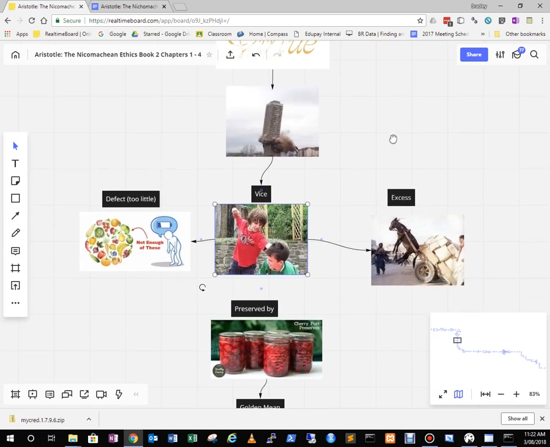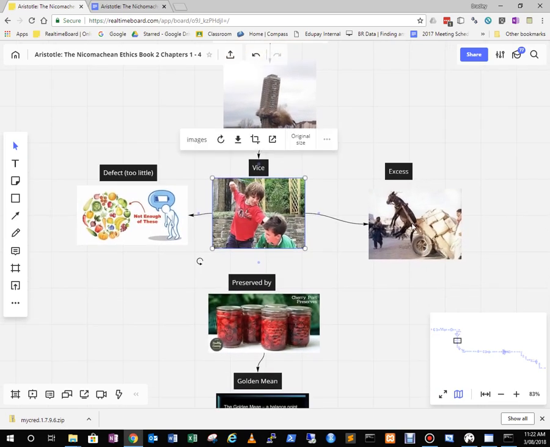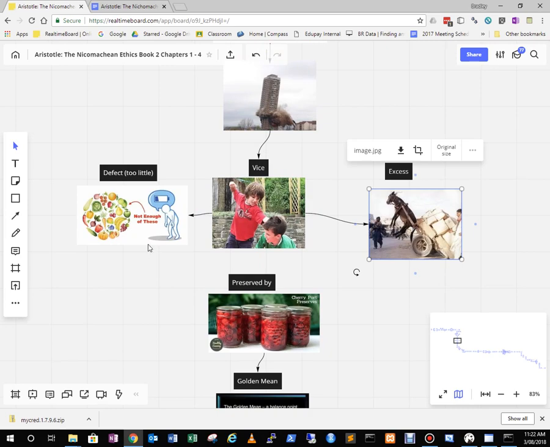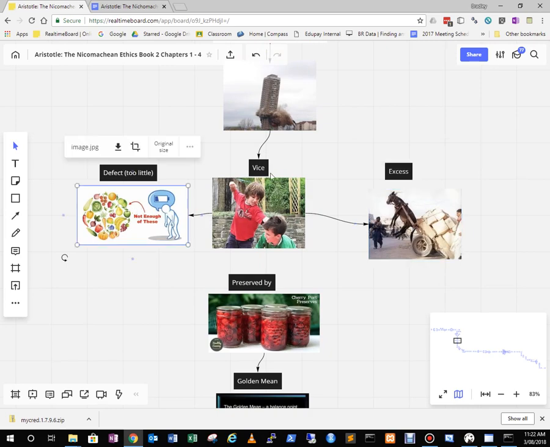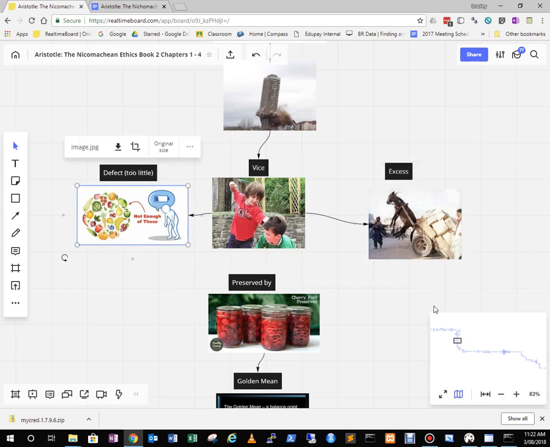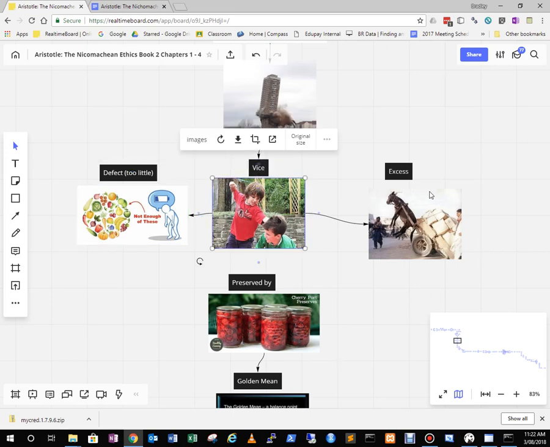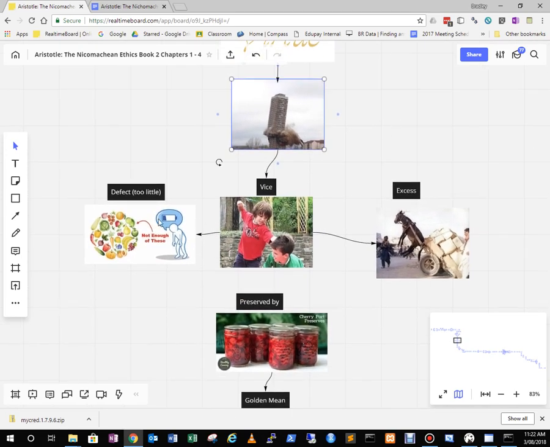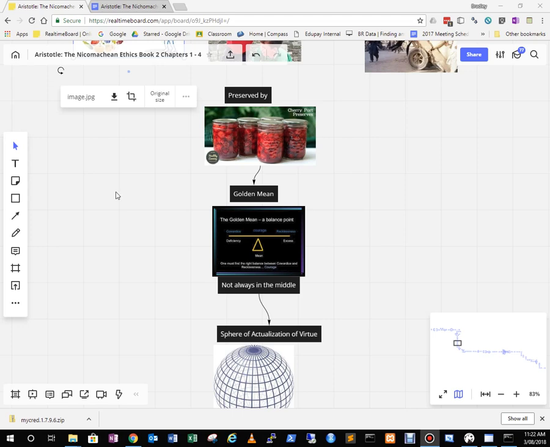And these vices can be divided into two characters. You can have a vice where you have too much of something, or you can have a vice where you have too little. The vice of too much is called the vice of excess, and the vice of too little is the vice of defect or deficiency. So you probably should take a note. Vices, which are actions, destroy virtue. You can have vices of defect or vices of excess. Take a note.